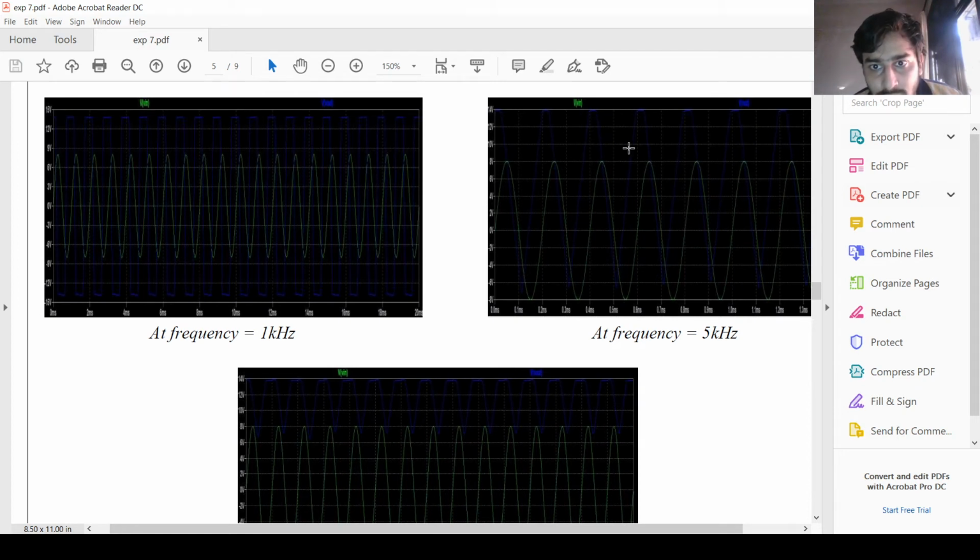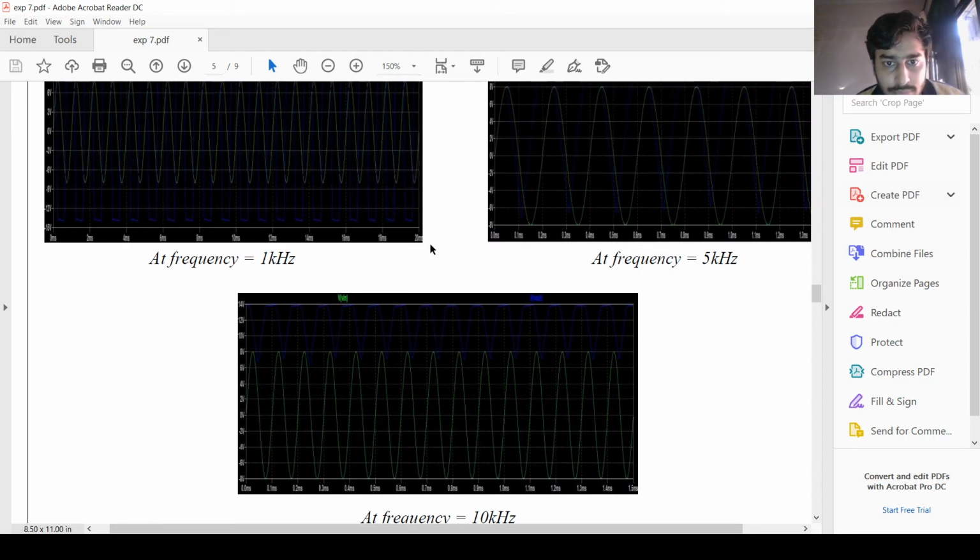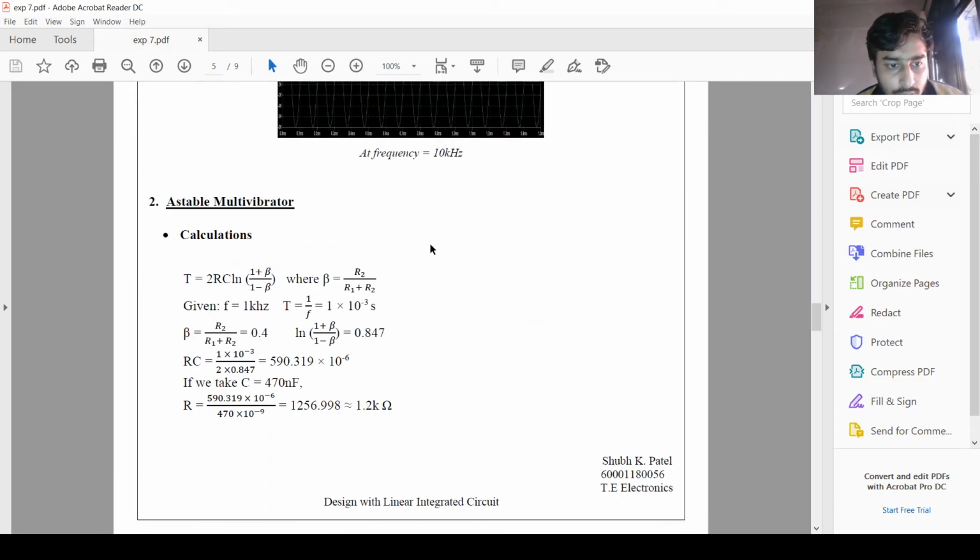In the comparator, we saw that the output got distorted at 5 kilohertz. But the Schmitt trigger performed well at 5 kilohertz frequency, and it got distorted at 10 kilohertz. So it is more useful than the comparator. So let's move to the astable multivibrator.